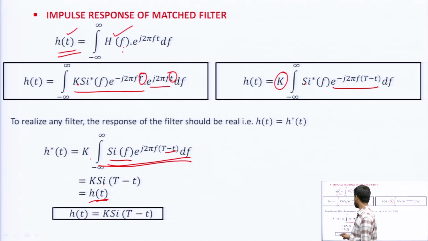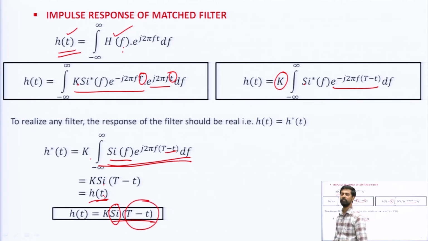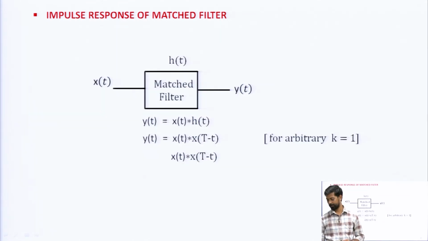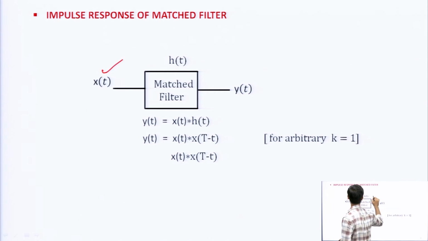So h of t equals k times psi of T minus t. So your input signal is just time shifted. Okay. So this is your matched filter, this is x of t the input, y of t is the output, and h of t is the impulse response.